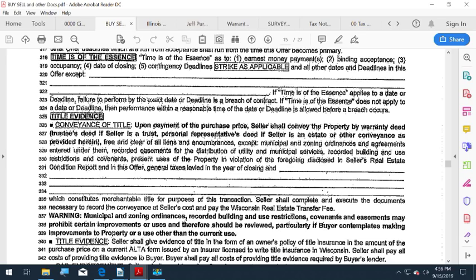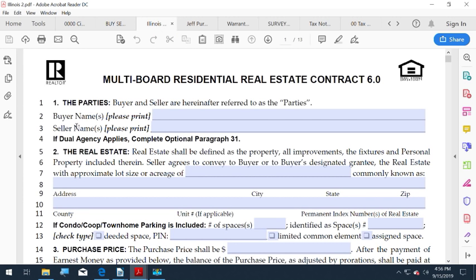Well, part of that title evidence would be that you have this receipt in Wisconsin that shows that the real estate fee has been paid. And Terry never had that. Every state has some kind of contract. The style they're using in Illinois.